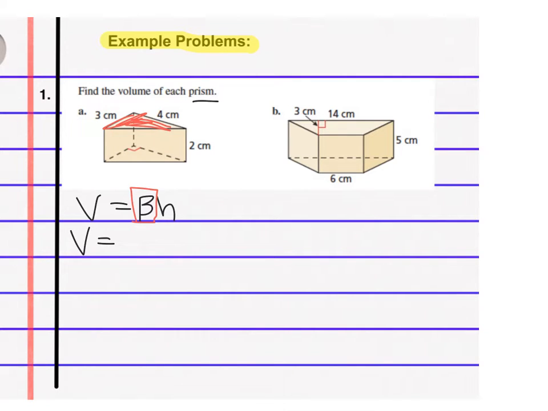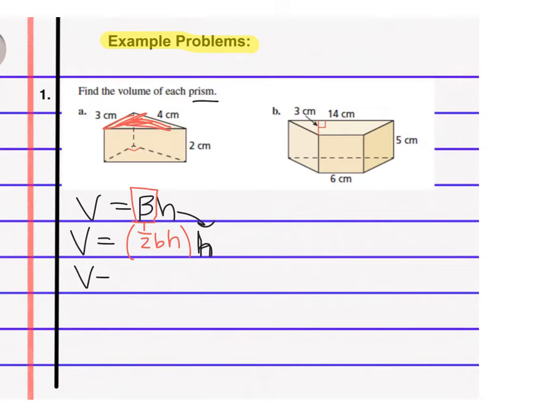How do you find the area of a triangle? 1/2 base times height. So that whole capital B can be written as 1/2 times base times height. Don't forget you still have this H at the end. This H that I wrote in black is the height of the whole prism.